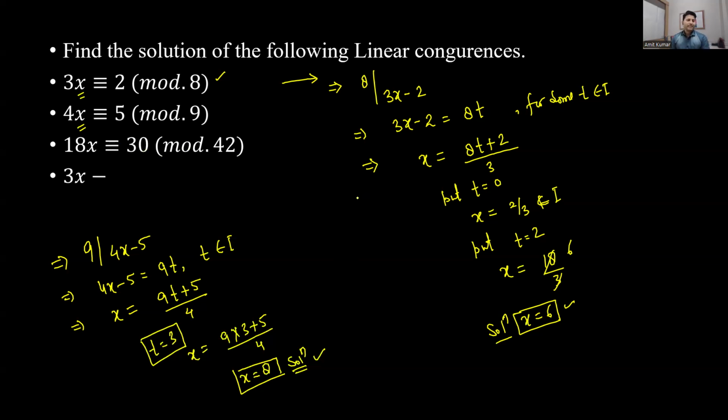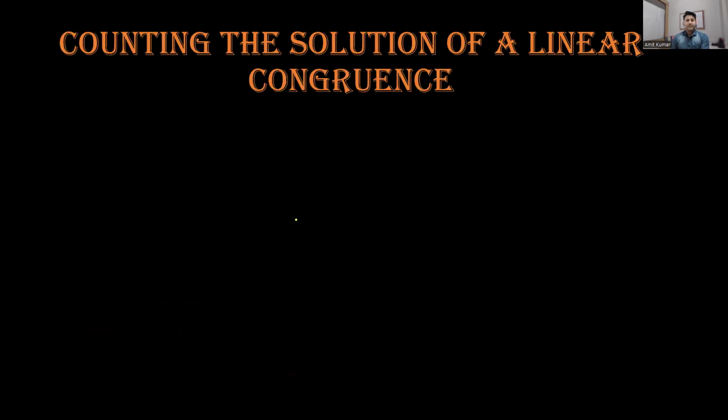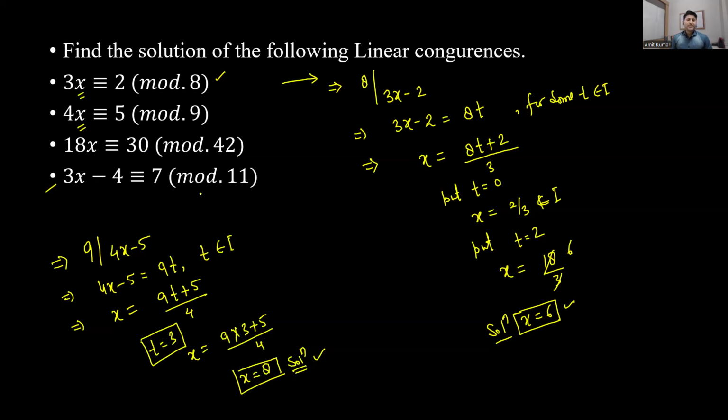And I think one more example is there: 3x congruent to 7 mod 11. Okay, I will discuss the last one first: 3x minus 1 congruent to 7 mod 11. So what does it mean?